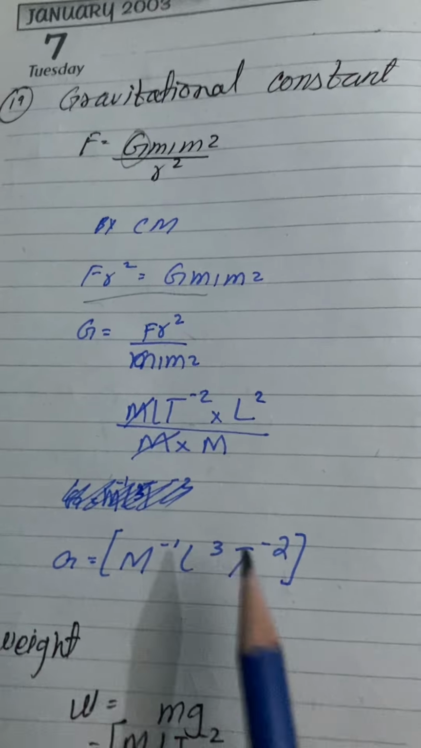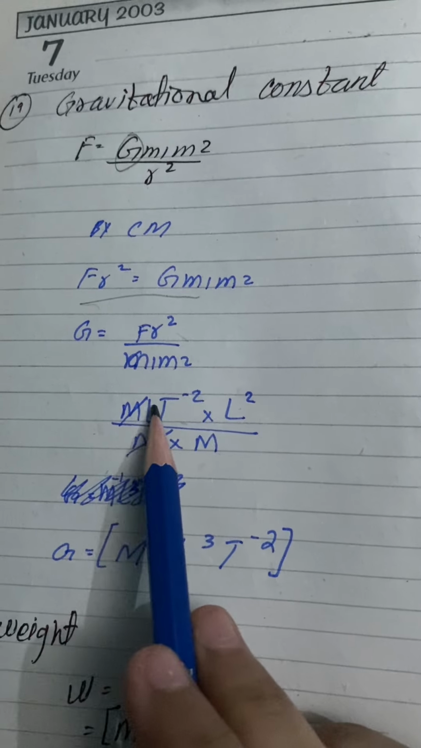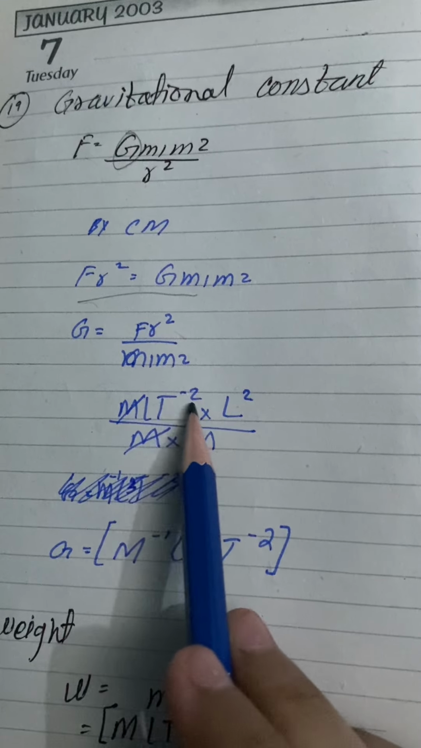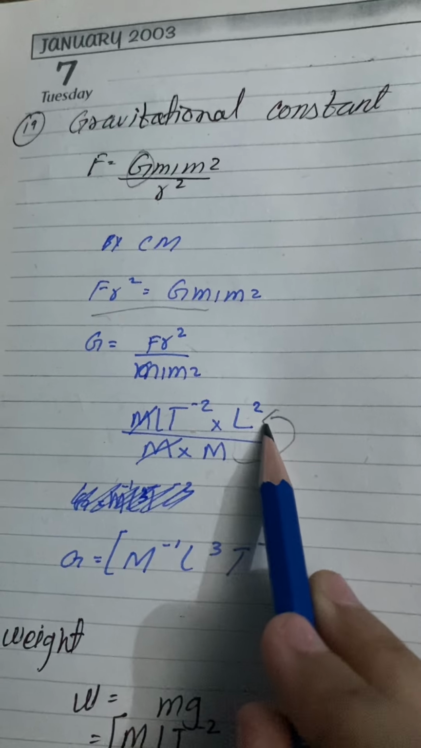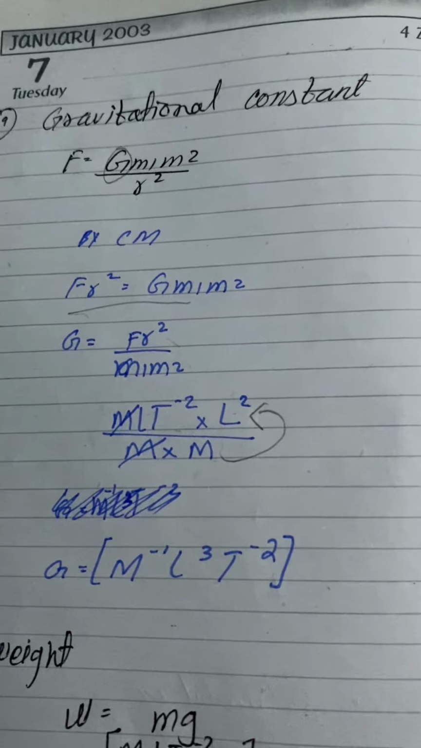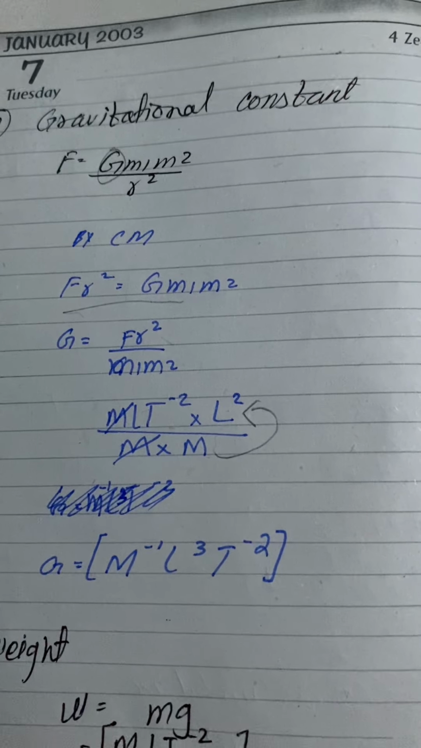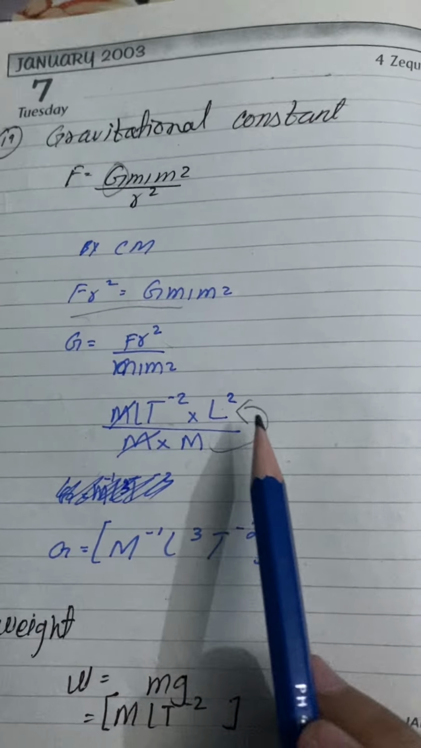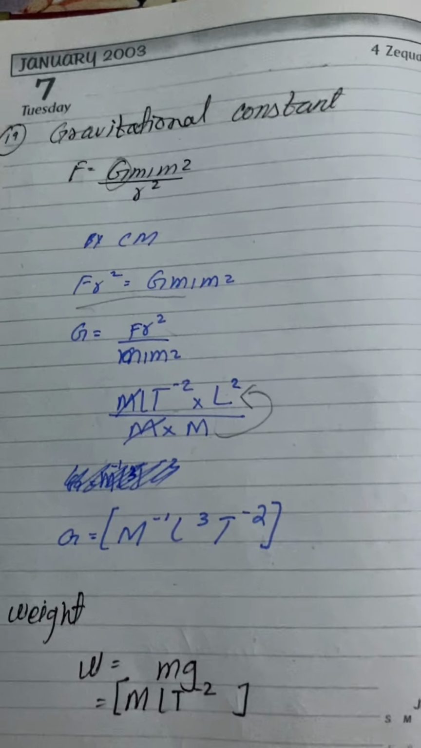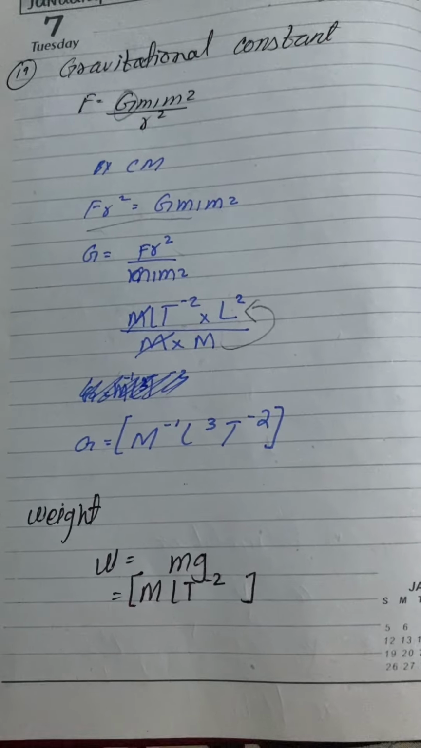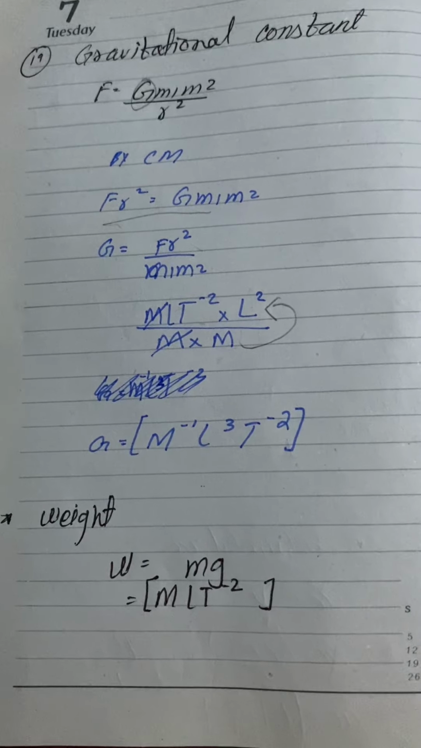L2 plus 1, okay, plus 2 and plus 1 will be plus 3, and t minus 2, m minus, because it will be converted into this numerator value, so m minus 1 t minus 2 L2, okay. L will be cube, L cube, because this positive 1 and positive 2 will be positive 3.